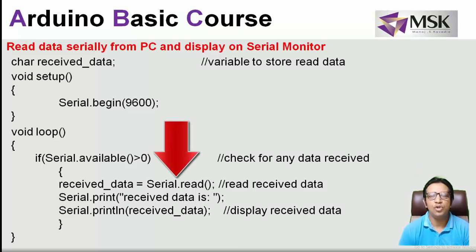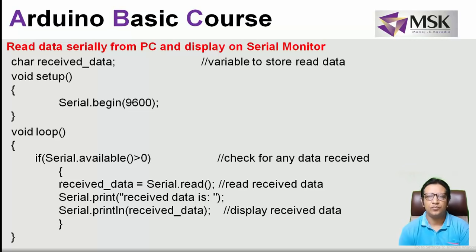Now what will it do? Using the Serial.read function, it will read the byte by byte data or character by character data, and it will store it in the variable called receivedData. So now data is available with Arduino. Again the same data I am passing to my serial monitor. The moment Arduino receives the data, it will send the data back to the serial monitor with the help of the Serial.print or println line.